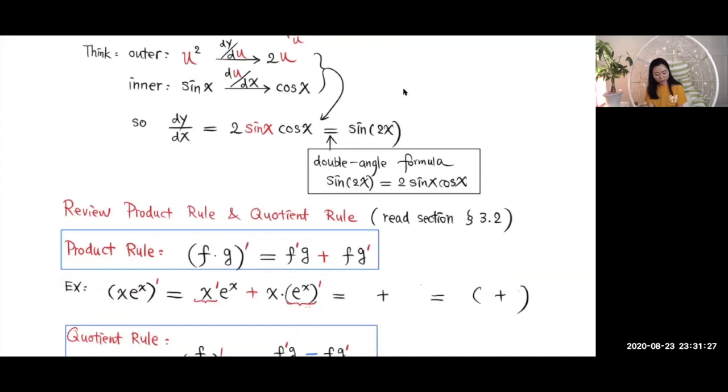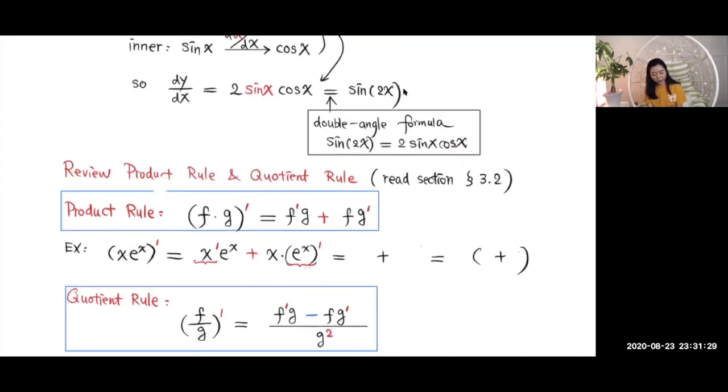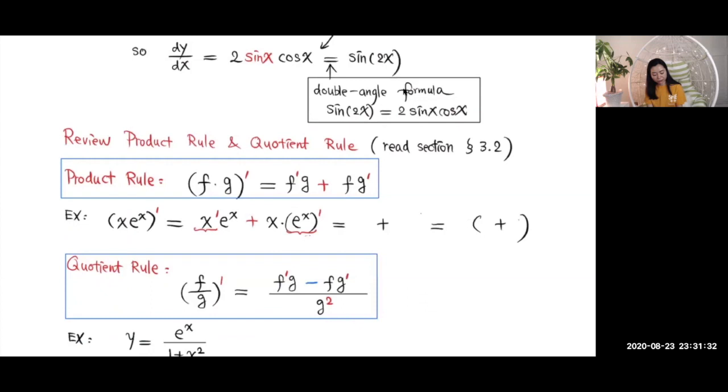Now next, we're going to review the product rule. The product rule says that if you have the product of 2 functions, then you differentiate the first function and multiply by the second, and then add that to the first function times the derivative of the second function. Looks like they take turns to differentiate. The first time we differentiate this, the second time we differentiate that, right? And in between is a plus.